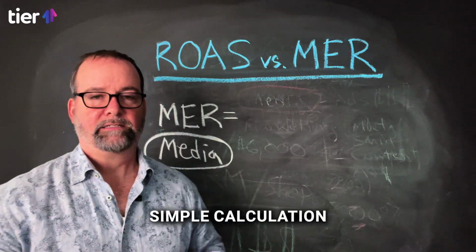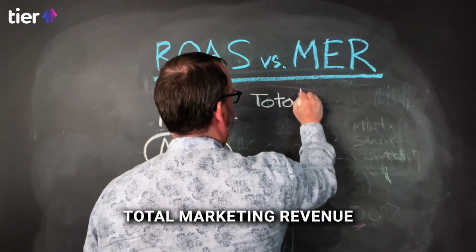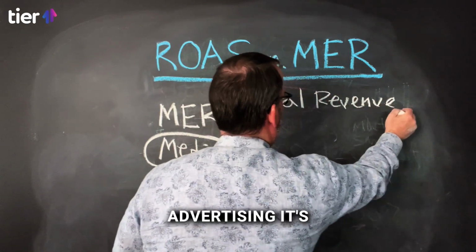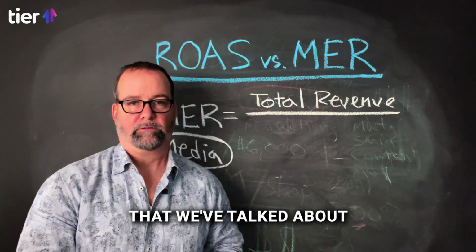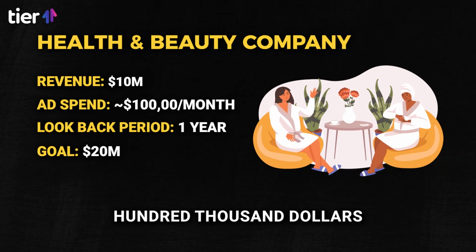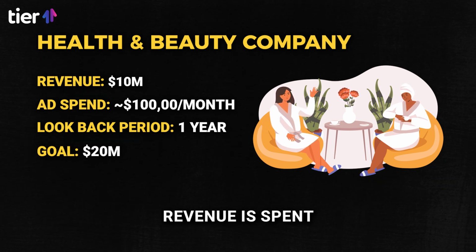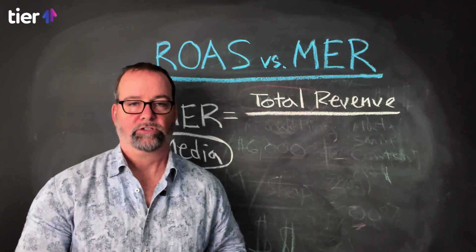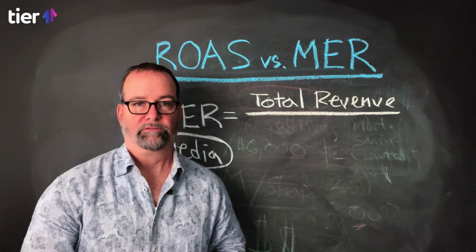Once again, this is a simple calculation. So it's your total revenue. And some people might say total marketing revenue. If you are heavy on advertising, it's going to be your total revenue. Let's say in our case for that beauty and wellness brand that we've talked about many times in these videos here, they're a $10 million business. They spend a couple $100,000 a month each year. So 25% of their total revenue is spent on advertising. And in the case of us, agency fees in addition to that. So obviously media efficiency ratio is a really important metric for them.